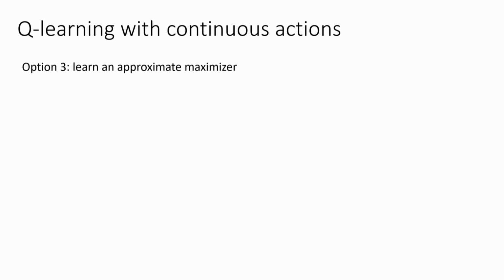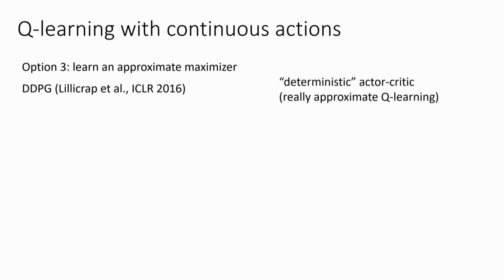All right, and last option. The last option is kind of an interesting one. It's kind of like the optimization option, only instead of performing optimization independently each time, you're going to actually learn another network that performs the optimization for you. So the particular algorithm I'm going to describe is called DDPG by Lillicrap et al. from ICLR 2016. The paper, if you actually look up this paper, presents the method as a deterministic actor-critic algorithm, but you can also interpret it as a kind of approximate Q-learning algorithm. So here's the idea.